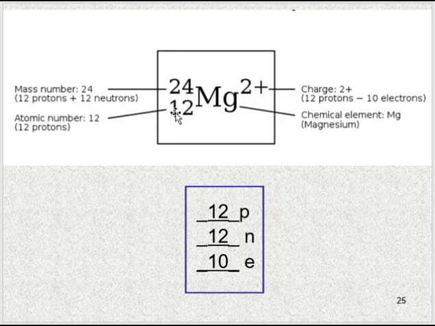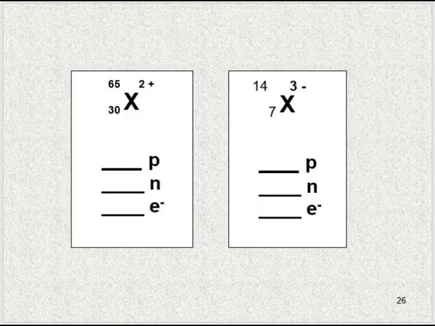So our bottom left number over here shows the atomic number, meaning we have 12 protons. Our top left number shows our mass number, so protons plus neutrons. So we have 12 neutrons. But over here, it shows that we have a +2 charge, meaning that we have lost 2 electrons. So since we lost 2 electrons, we would have 10 electrons left. So let's take a look at these examples.